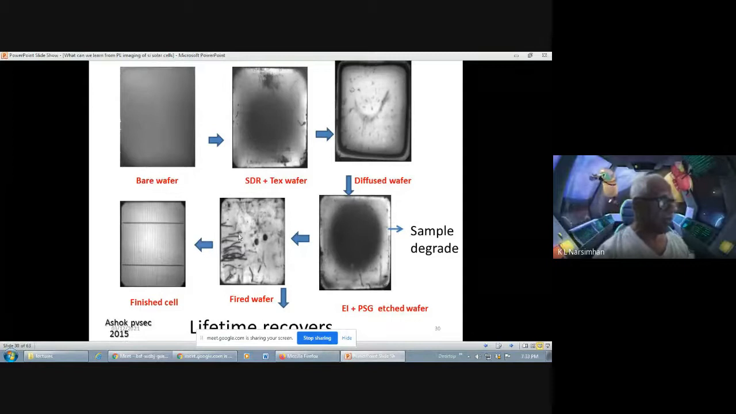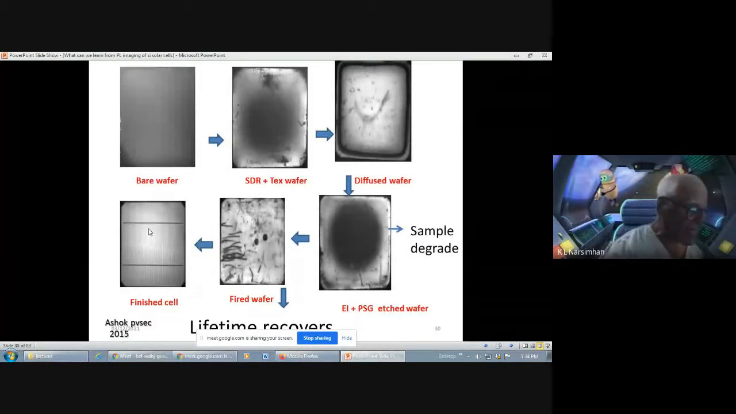So if at each process we can understand what is happening here, we can remove these difficulties of processing, then we can actually end up with a material with much better lifetime than we started off with. So for instance, it's very easy, if you have 1 millisecond here, to make it 10 microseconds here. But by looking at these processes, you can optimize and say, I will use this knowledge to optimize this process.